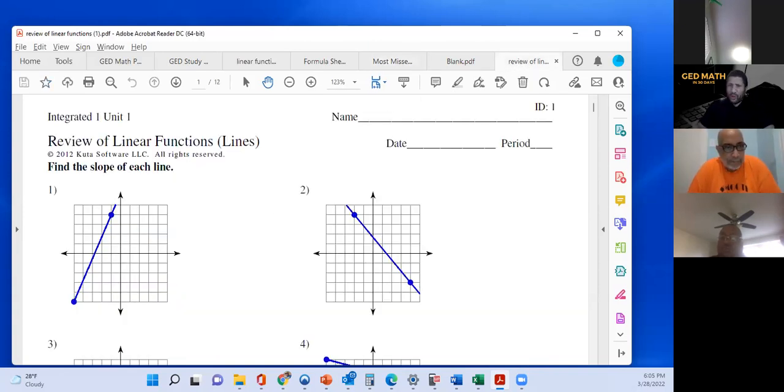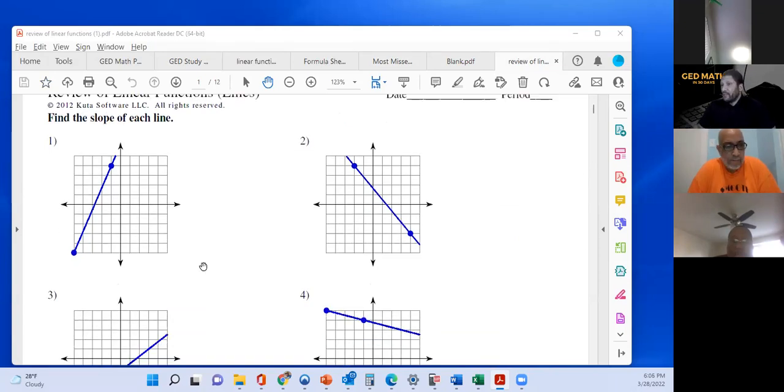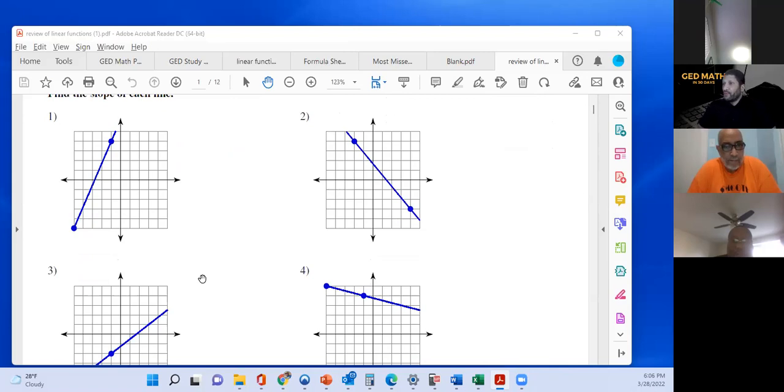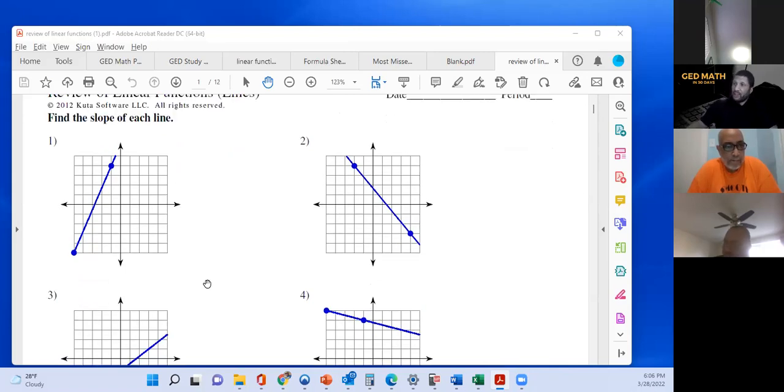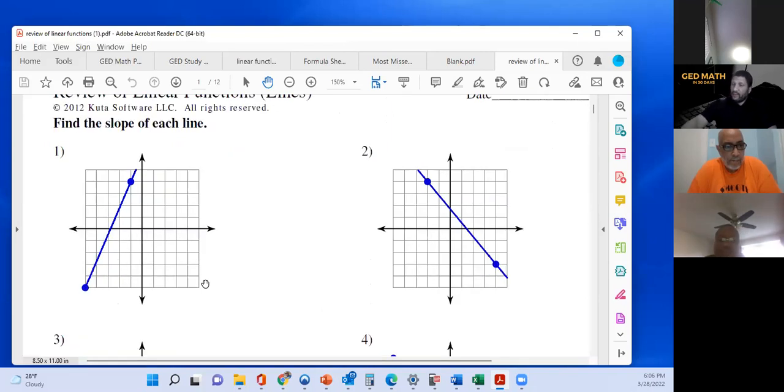Now, first of all, I'm going to drop this worksheet into the chat. So if you want to open it up or look at it later, you'll be able to have it. I'll also send it in the email. So hold on, let me drop it in the chat. Here we go. Okay, so if you want to look over it later, again, it covers slope from a table and a graph. We have gone over it, but I wanted to be more direct in terms of the most missed questions that people have.